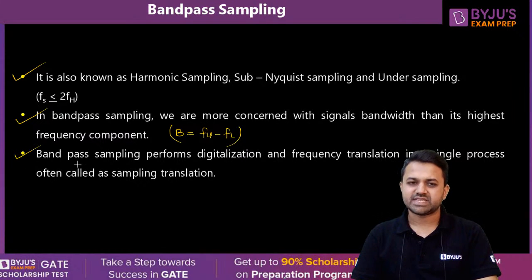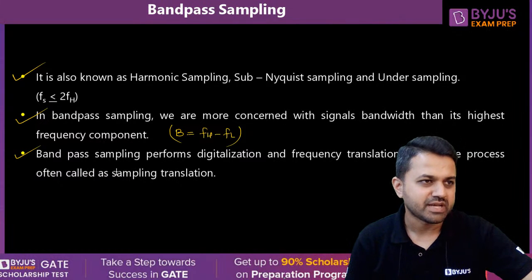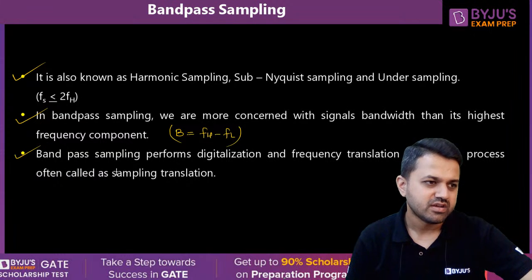Now the next point is that bandpass sampling performs digitization and frequency translation in a single process. That is why it is also known as sampling translation, because it performs the operations simultaneously.